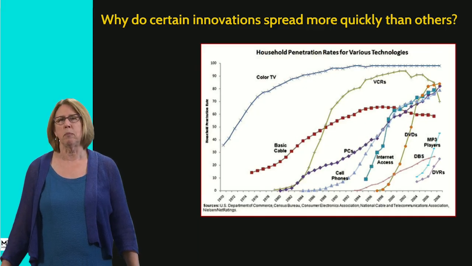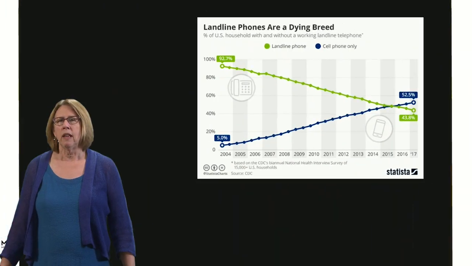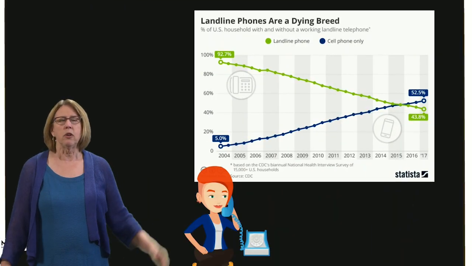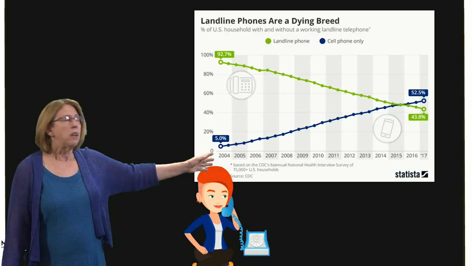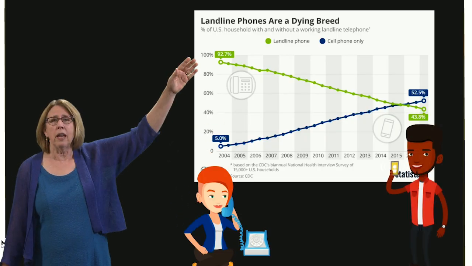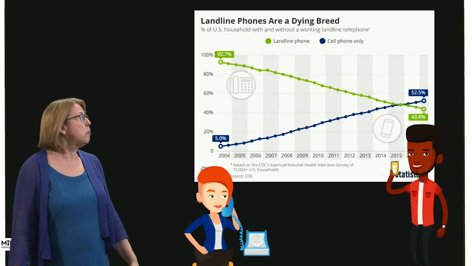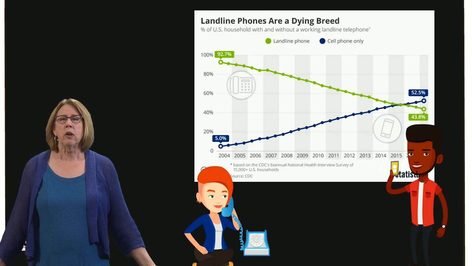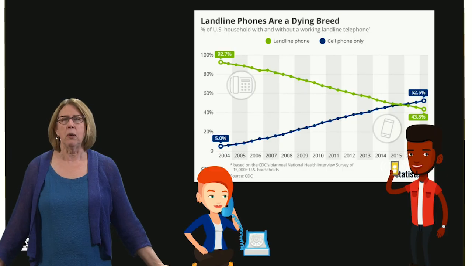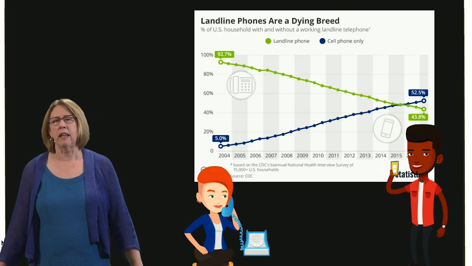Let's look at another example. Phones. Landlines, the green line, are going down. Cell phones are going up. And a couple of years ago, they crossed. Now, more cell phones are in the US than there are landlines.